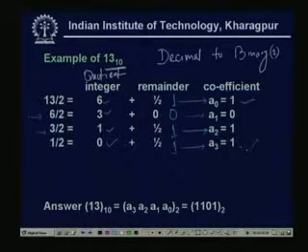A3. So in reverse order, that means A3, A2, A1 is 0. This is my A3, A2, A1 is 0. So this is 1, 1, 0, 1.